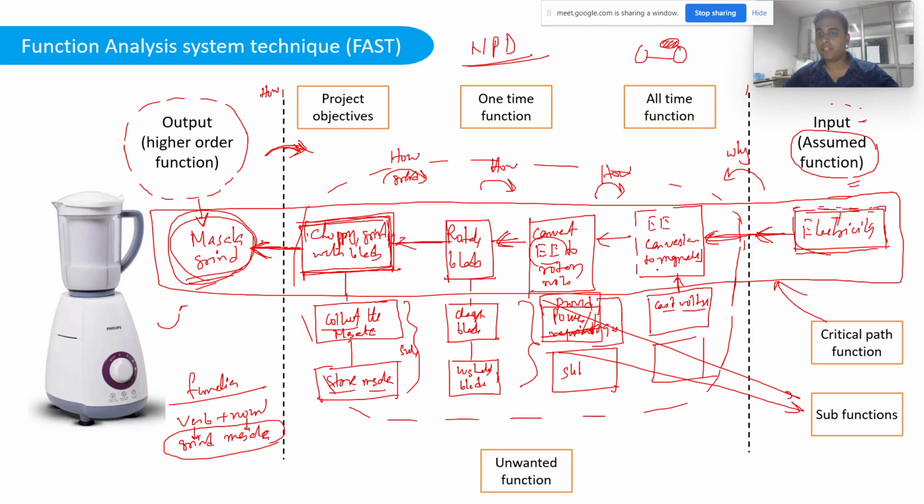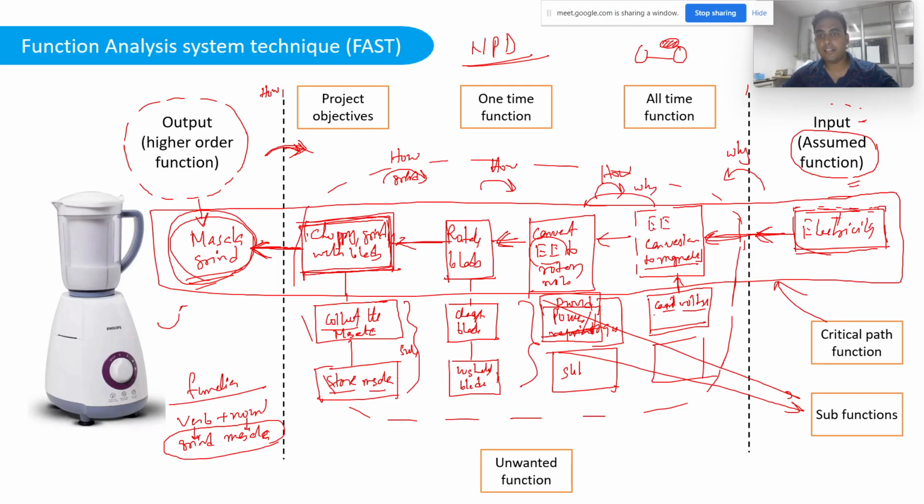Electricity needs to be converted into a magnetic field. And the electricity needs to be what, constant? It should be constant voltage so that there is no damage to the device. Okay, then you ask why electrical conversion.